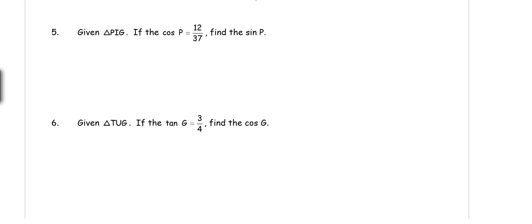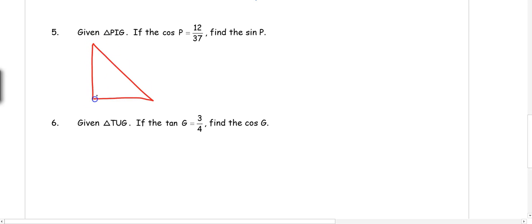Number 5, given triangle PIG, if the cosine of P is 12 over 37, find the sine of P. So first we're going to draw a triangle. So I have P, it doesn't really matter where I and G go, because we're still just worried about P as our reference angle. Now, they're giving us the cosine of P. Remember, cosine is adjacent over hypotenuse. So if I label my triangle, across from P is the opposite, across from the right angle is the hypotenuse, next to P is the adjacent side. So based on my ratio, I know my adjacent side is 12 and my hypotenuse is 37.